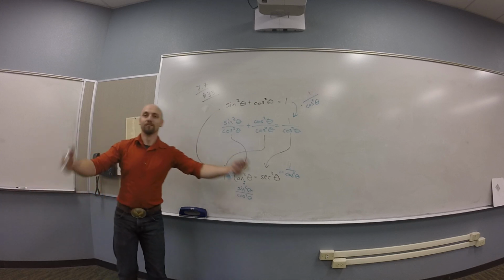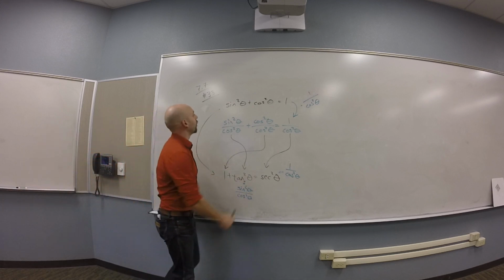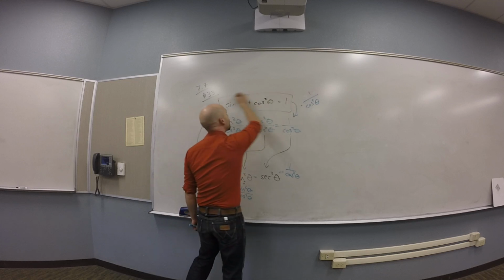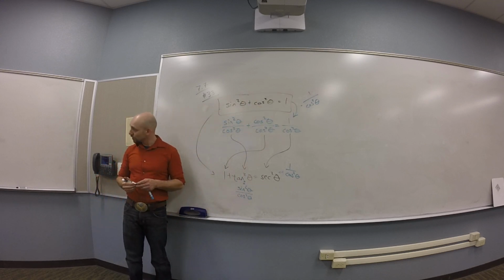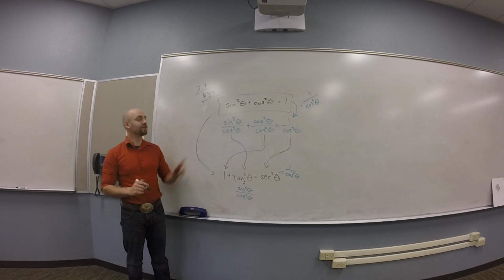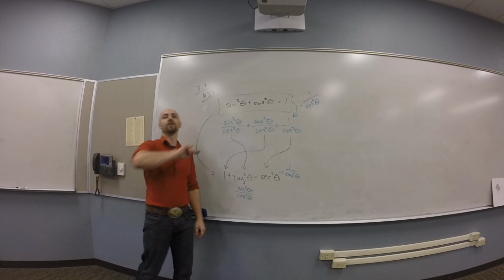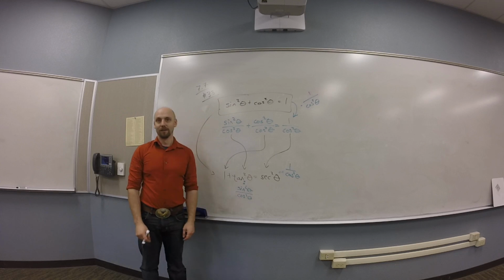I am impressed. Yeah, so it's worth noting that this one is basically the one you need to know. And if you want to get the others, you can either divide by cosine squared or you could divide by sine squared. If you divide by sine squared, what will you get?